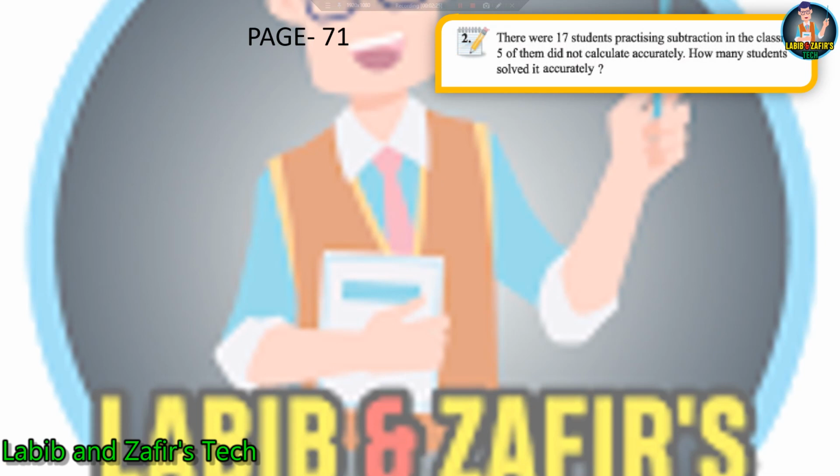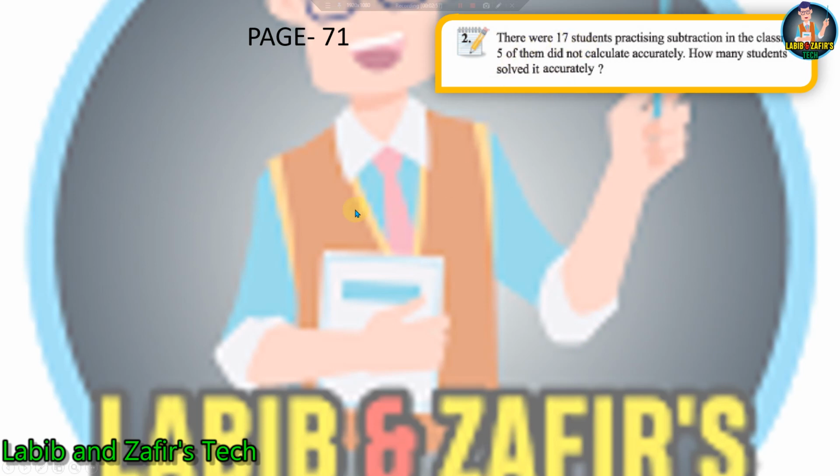Students, this is from page 71. So let's go through the question. There were 17 students practicing subtraction in the classroom. 5 of them did not calculate accurately. How many students solved it accurately? Students, we can see 5 of them did not calculate accurately. We have to find the number of students who have solved the math accurately or correctly.